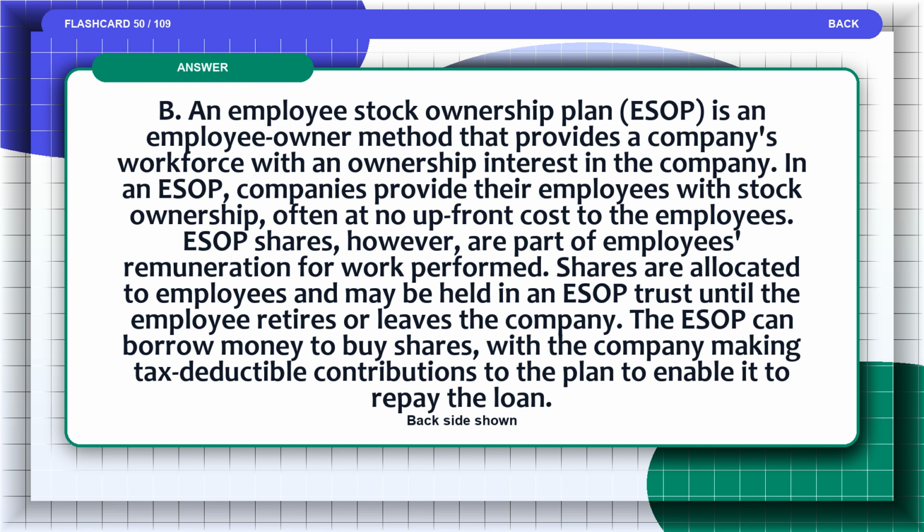Shares are allocated to employees and may be held in an ESOP trust until the employee retires or leaves the company. The ESOP can borrow money to buy shares, with the company making tax-deductible contributions to the plan to enable it to repay the loan.